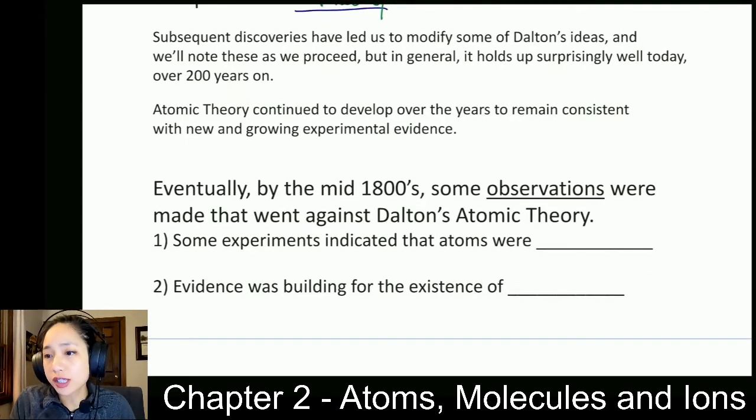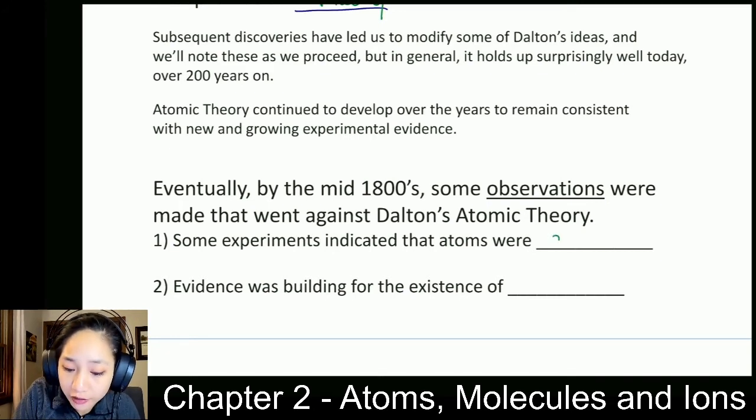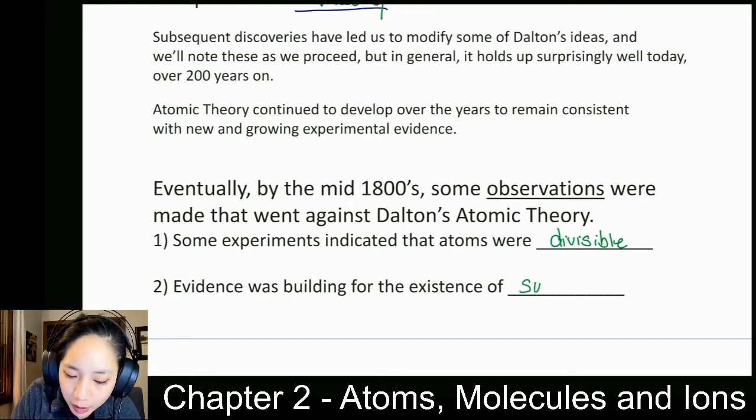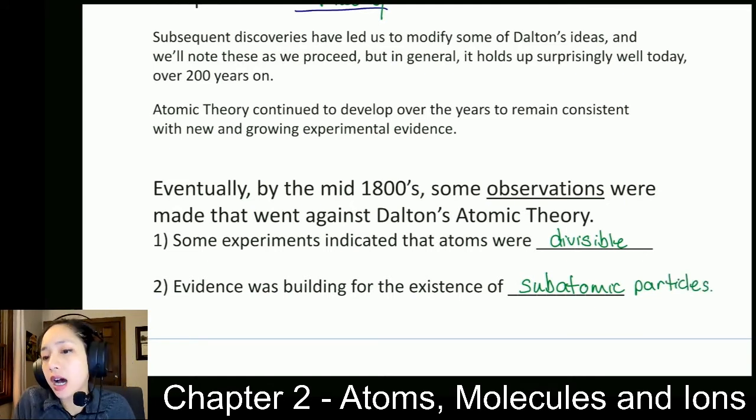So those observations that went against his explanation were that some experiments other chemists did indicated that atoms were in fact divisible, that you could make them smaller. And we'll learn about the components of an atom. That's where it comes from. So this was evidence for the existence of subatomic particles. Dalton's atomic theory does not state or explain the existence of subatomic particles, but it does explain a lot of things with chemical reactions.